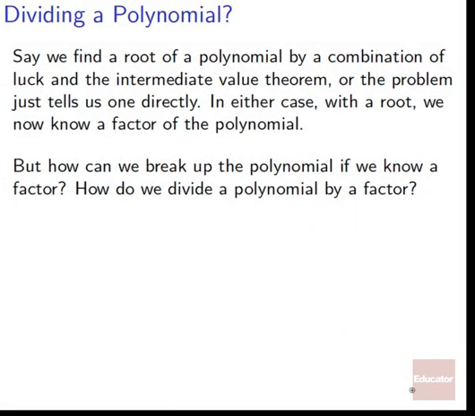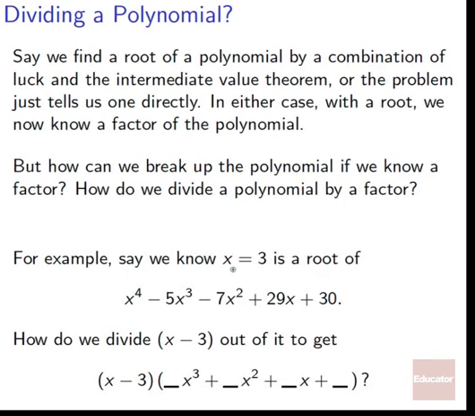Okay, so say we find a root of a polynomial by a combination of luck and the intermediate value theorem, right? We somehow manage to figure them out, or the problem just tells us a root directly from the beginning. In either case, with a root, we now know a factor, right? A root tells us a factor. But how can we actually break up the polynomial if we know a factor? How do we divide a polynomial by a factor?